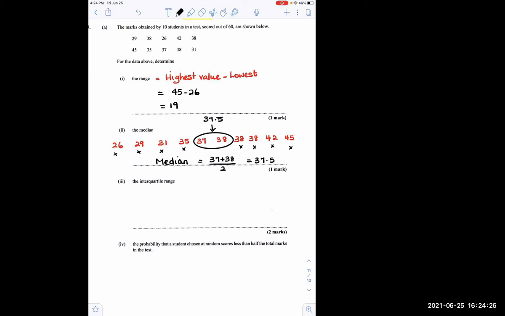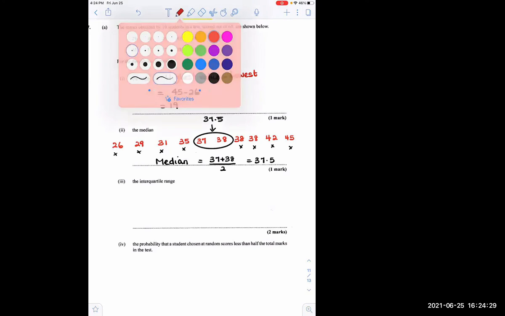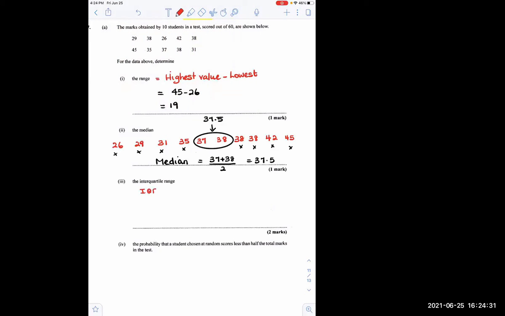Now, we want to find the interquartile range. The formula for interquartile range is upper quartile minus lower quartile. The upper quartile, we're finding out of these values here, the middle. So you're finding the middle of the top half and the middle of the bottom half. So go ahead, find the middle of these values and find the middle of these values because we already identified the median. So find the middle of the top half and the middle of the bottom half.